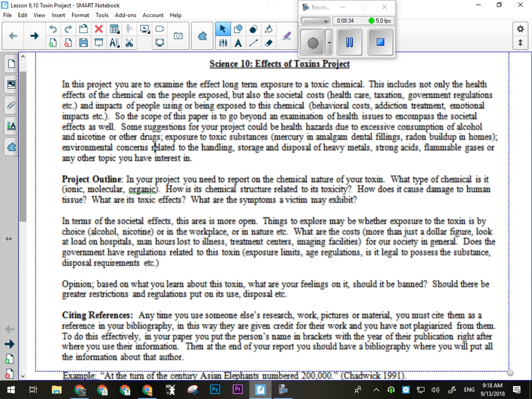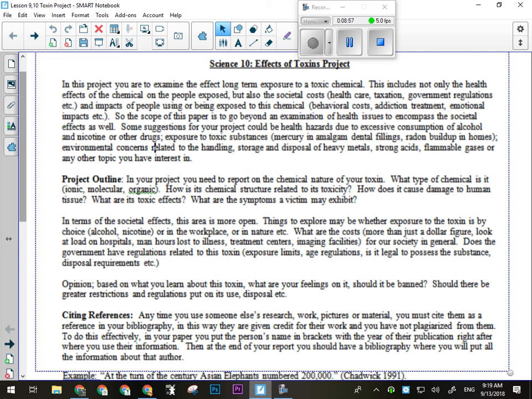In your project, you need to report on the chemical nature of your toxin. So part of your project is: this compound is this, it's ionic or molecular, it's organic, it's produced in this way, all that kind of stuff. Talk about the chemical nature of that chemical. What type of chemical is it? How is its chemical structure related to its toxicity? What is it that makes it toxic?